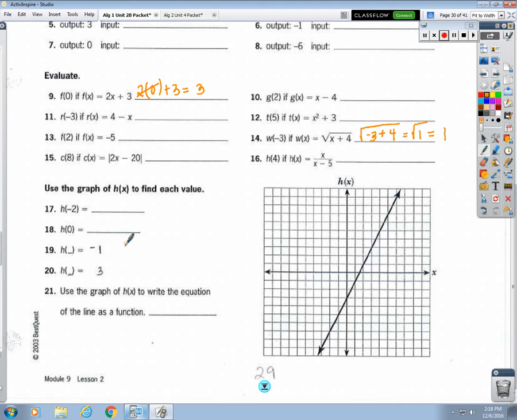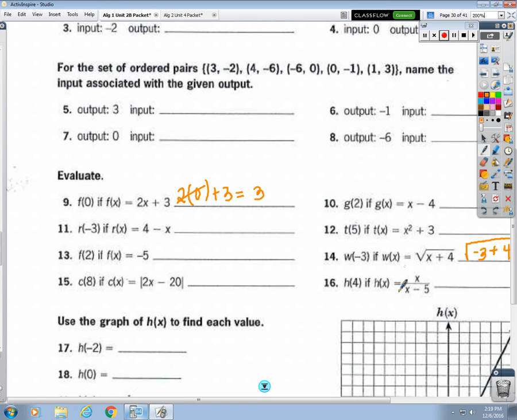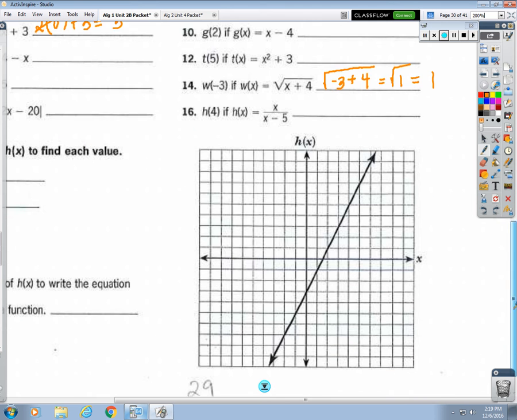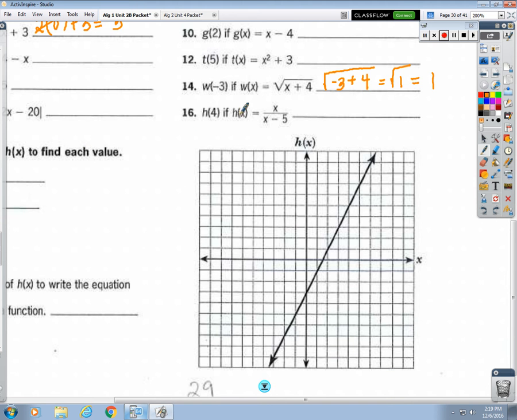So what other one would y'all like me to go over? Number 16. Okay, for number 16, let me zoom in a little because these are kind of small. H of 4 if h of x equals x over x minus 5. So I'm going to rewrite x over x minus 5, but instead of the x's, they've told me to replace x with a 4. So 4 goes there and 4 goes there. That then becomes 4 over what? Which simplifies to a negative 4. Okay, any other questions?